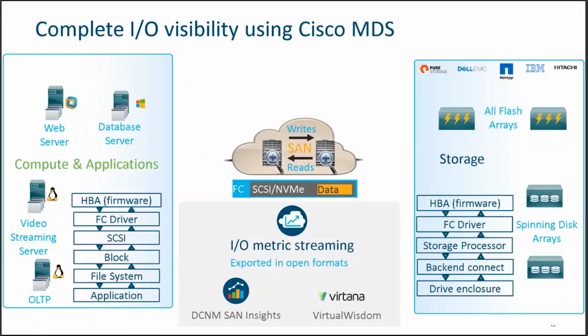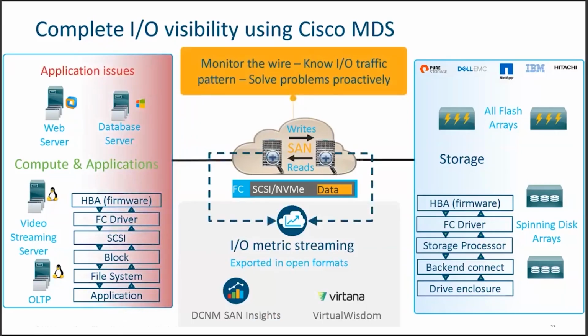Okay, and what happens when the switches collect the metrics? We export them in open format. These are open formats, so anybody who has the capability to ingest this traffic and do some magic over it, feel free. But officially, we have two solutions. One is DCNM SAN Insights. You saw the demo yesterday. And the other official solution is Virtana Virtual Wisdom. By the way, Virtana is the new name for Virtual Instruments, right? We are going to use them interchangeably because as a habit we still call them Virtual Instruments, but Virtana is their new name.